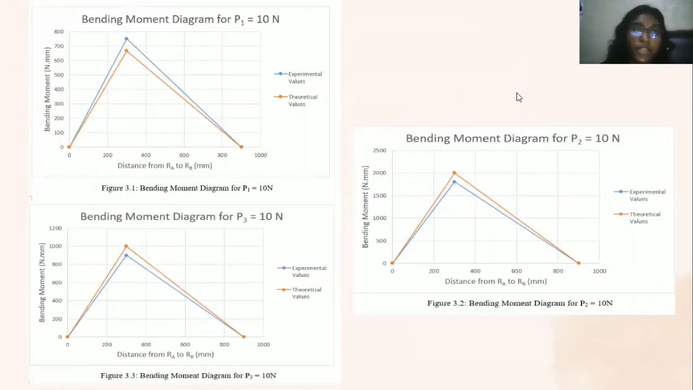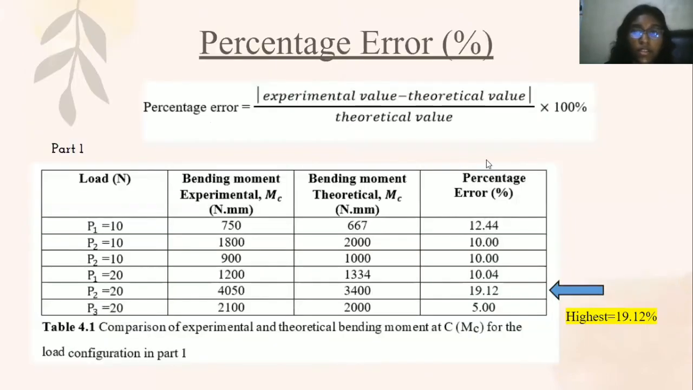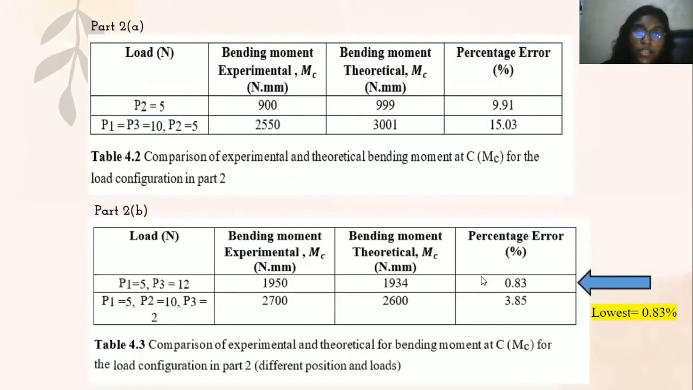The graph shows that the bending moment varies with the position and mass of load. Based on the data collected, an average percentage error expressing the comparison between the experimental and theoretical bending moment was calculated using the formula. We can observe that the percentage error for the experimental errors are relatively high, with 19.12% being the highest and 0.83% being the lowest. Large percentage error has shown to us that the experimental data differ a lot from the theoretical value calculated.